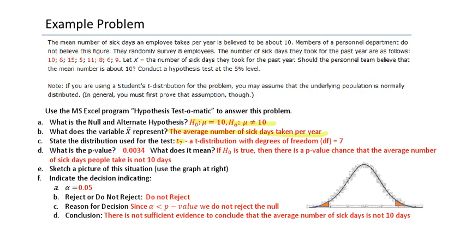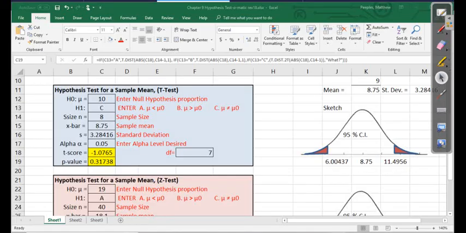Now the p-value that we got right here, 0.0034, and what we're looking at is if H0 is true, then there's a p-value chance that the average number of sick days people take is not 10 days. And I'm looking back at this value right here. I'm not sure that was my p-value. Let me go back to my screen right here. Nope, that was not the right p-value.